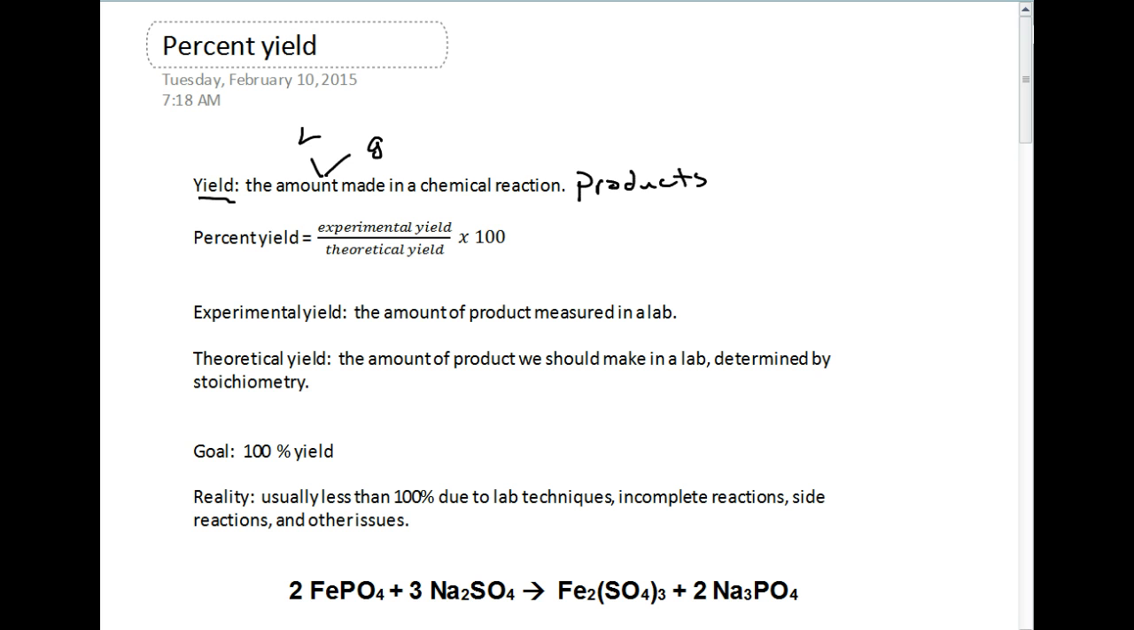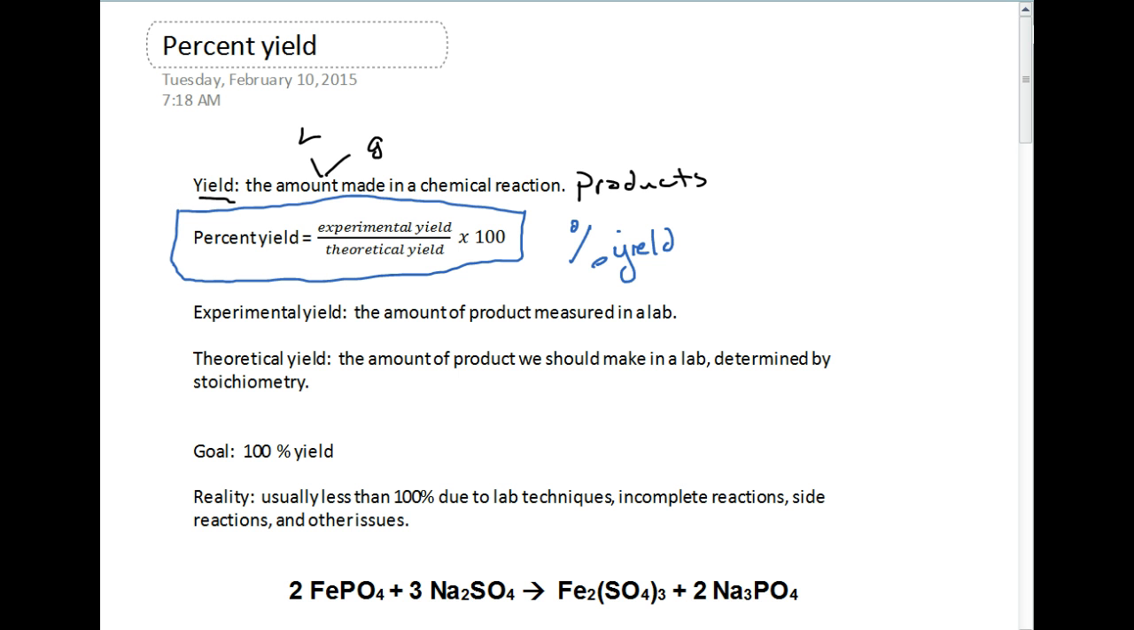Now, we have a formula that we're going to use for percent yield, and the formula is given here, and that's percent yield is equal to experimental yield divided by theoretical yield, multiplied by 100 to give it a percentage. That is percent yield. We sometimes also just write it with a percentage sign as well, and if you see it like this, it means the same thing, percent yield.